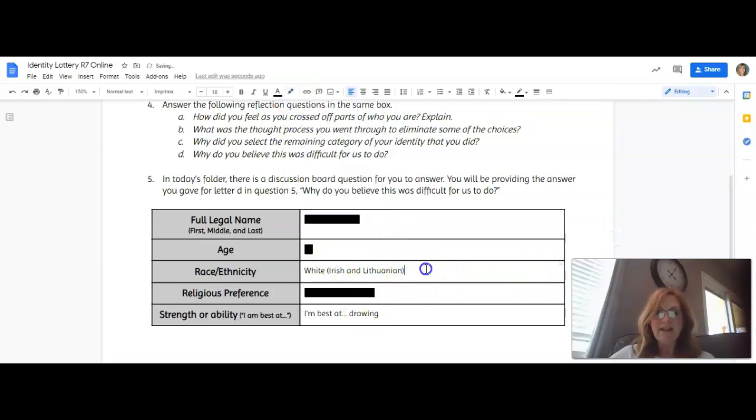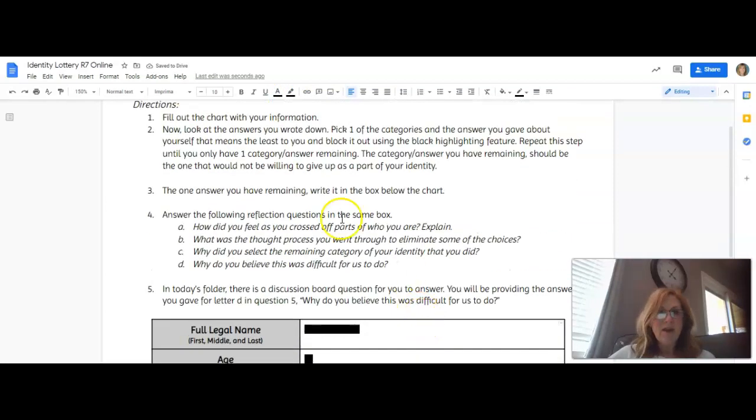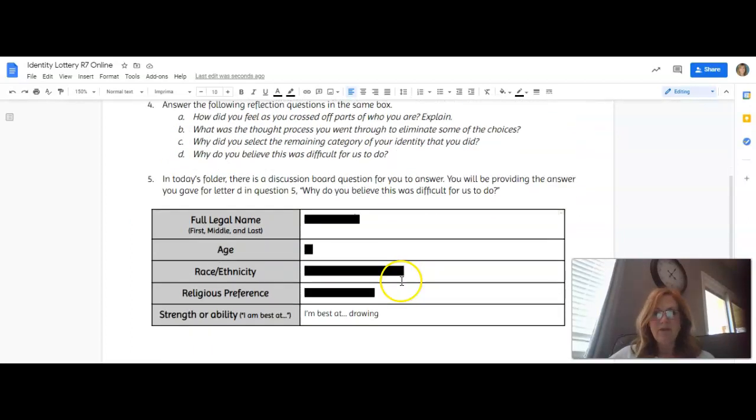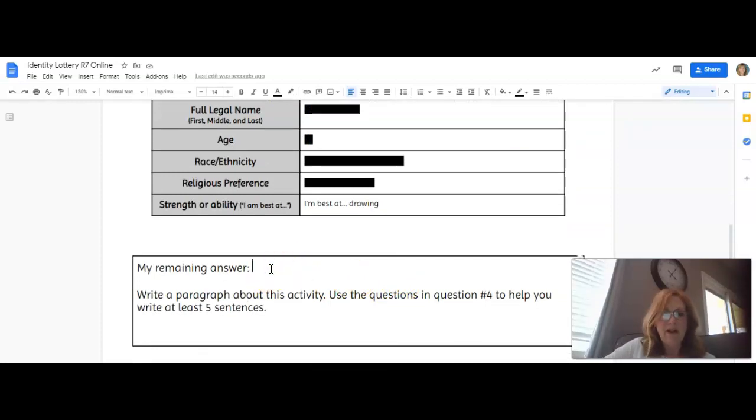And then let's say that she did this one. So you just pick whichever one is least important to you. And she might have drawing left. The one answer you have remaining, write it in the box below. This is the one that she's not willing to give up, so she would write down drawing.